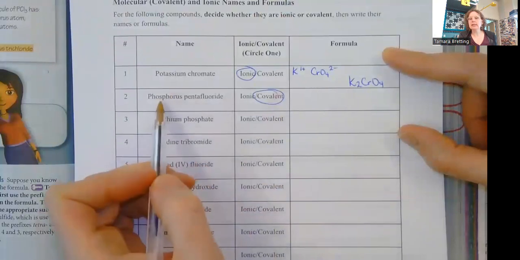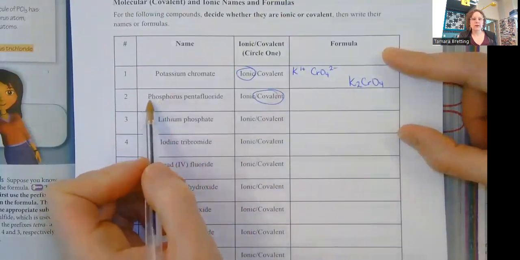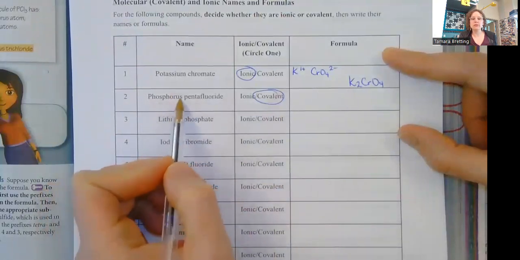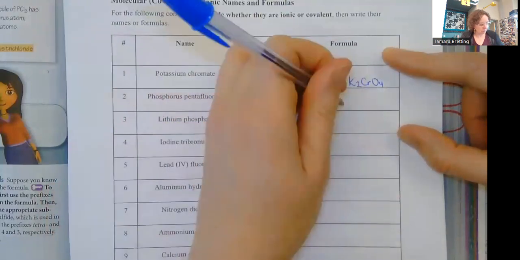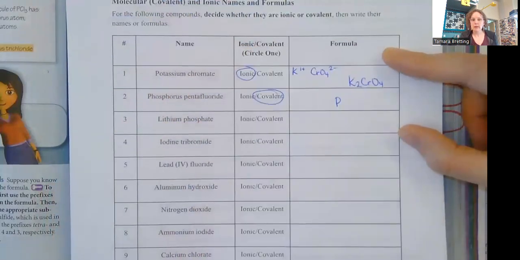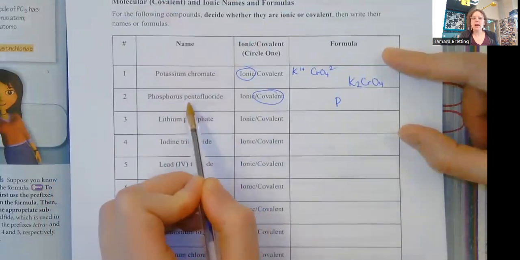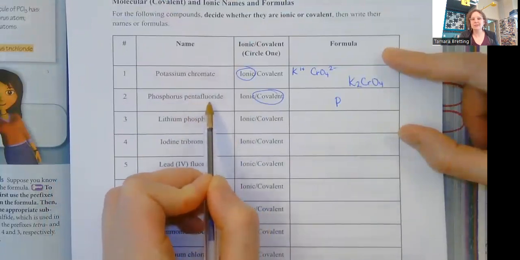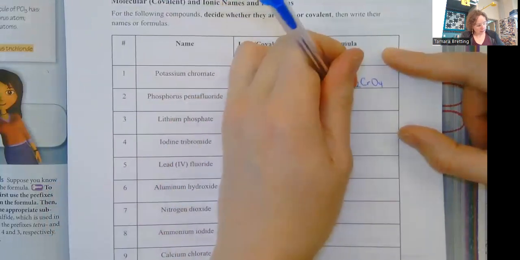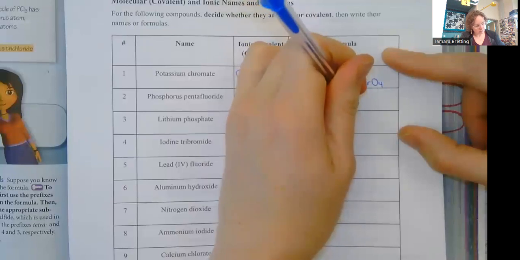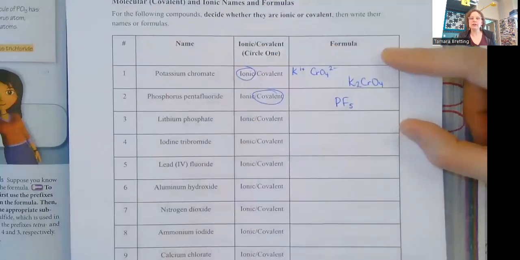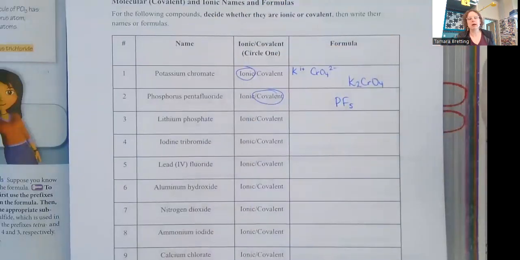So it takes a little bit of work to make that formula for an ionic compound. For a covalent, it takes a lot less work. Phosphorus. If I don't know the symbol for phosphorus, I look it up on the periodic table and I find P. Pentafluoride. Penta means 5. Fluoride is fluoride. It's F. So I look at the periodic table. I have 5 Fs. F5. So PF5 is it. I don't have to do any switching or any mathematical thinking. I just write exactly what it says.